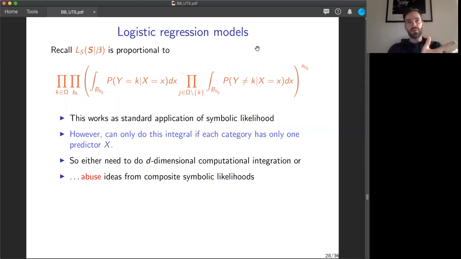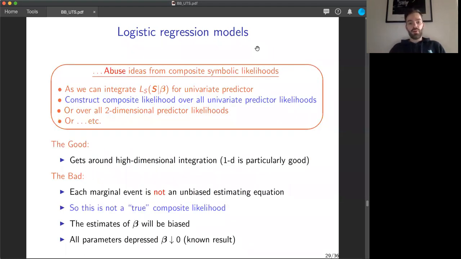So seeing this, the thing that we thought about is, okay, if we can do it relatively easily when we have one predictor, maybe we can just abuse the idea of the symbolic composite likelihood and use one-dimensional histograms for each of my predictors, right? So using this idea, we say, okay, we're going to construct a composite likelihood version using all the univariate predictor likelihoods. You could also do it with two-dimensional or higher, but it's going to be more difficult because you will have to compute and do these integrals.